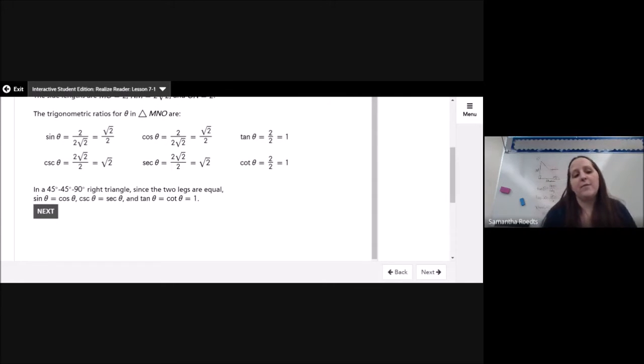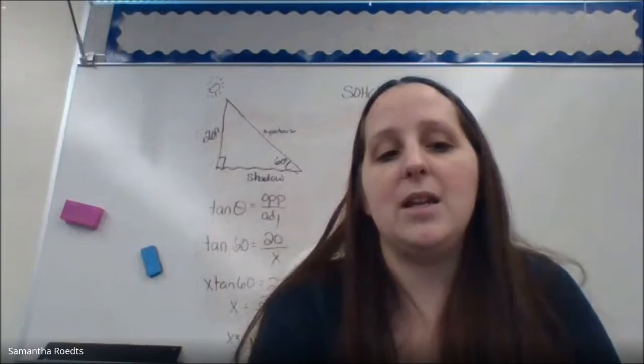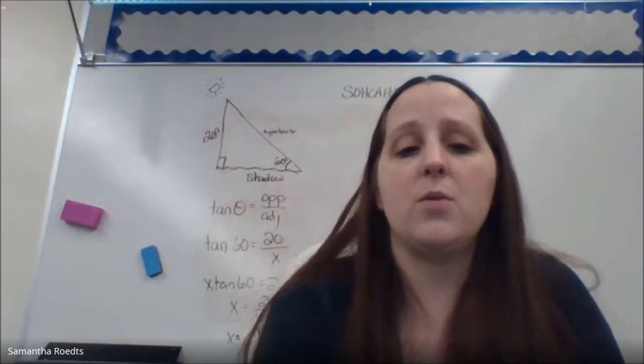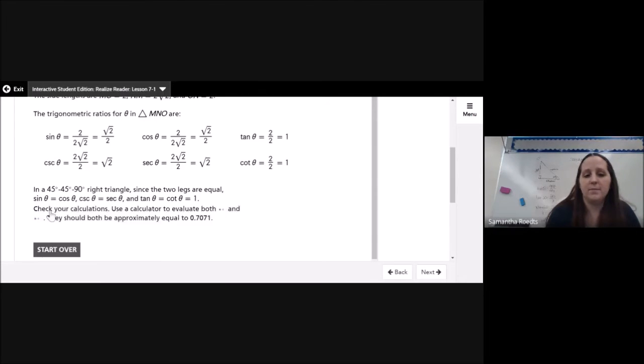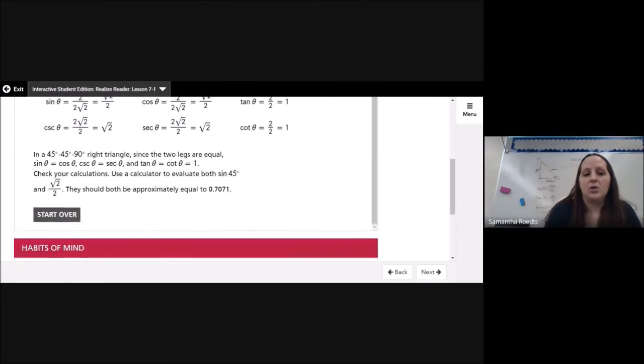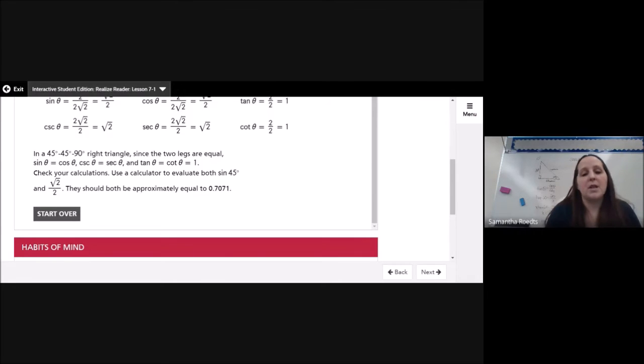So in a 45, 45, 90 degree right triangle, since the two legs are equal, sine theta equals cosine theta, cosecant theta equals secant theta, and tangent theta equals cotangent theta, which equals 1. Check your calculations. Use a calculator to evaluate both sine at 45 degrees and square root of 2 over 2. They should both be approximately equal to 0.7071.